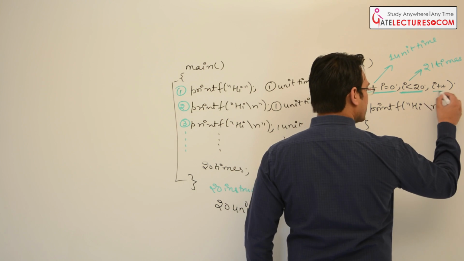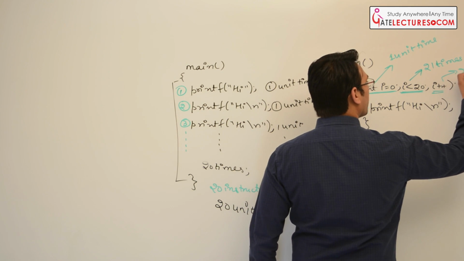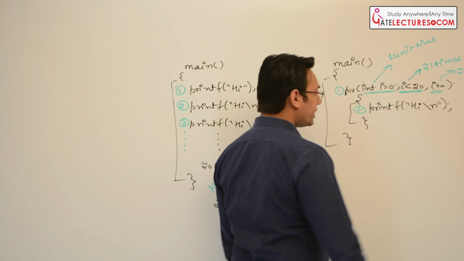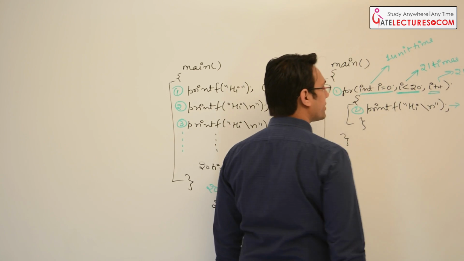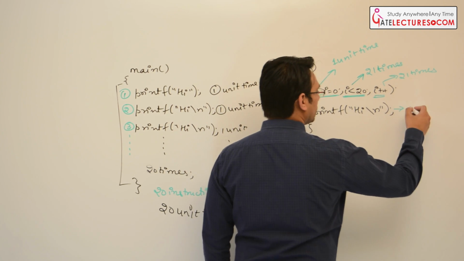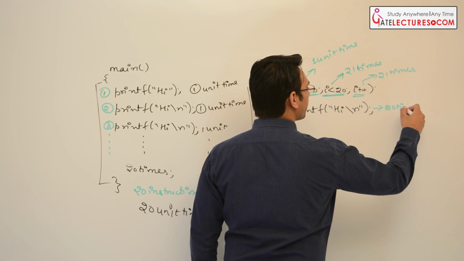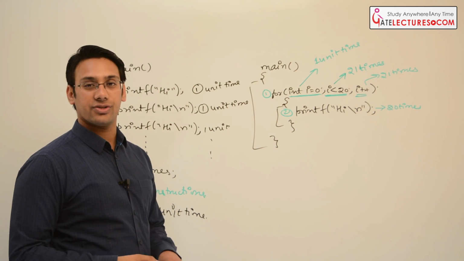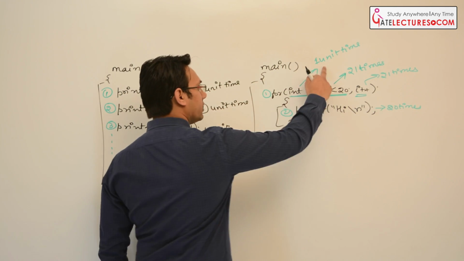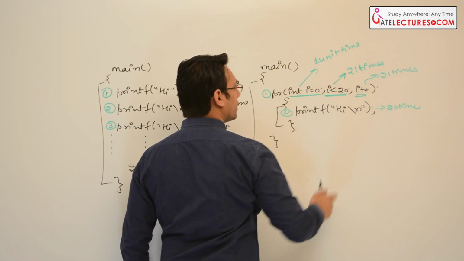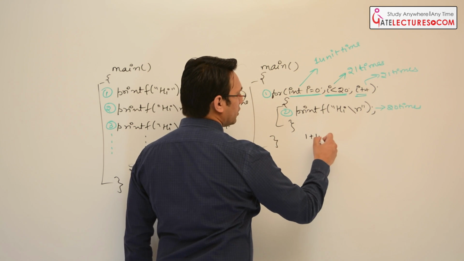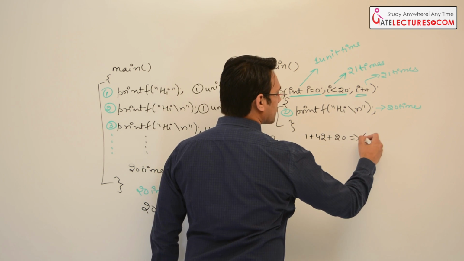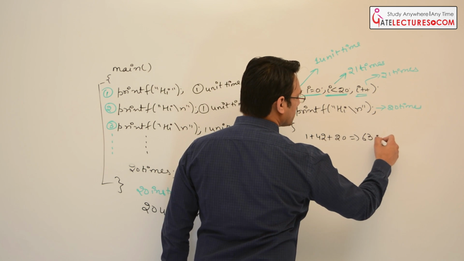And how many times will this instruction be executed? This will be executed again 21 times. How many times will this instruction be executed? This will be executed again 20 times. Therefore, in total, how many times are these instructions executed? 1 plus 21 plus 21 plus 20, which is equal to 1 plus 42 plus 20, which is 63 instructions being executed.